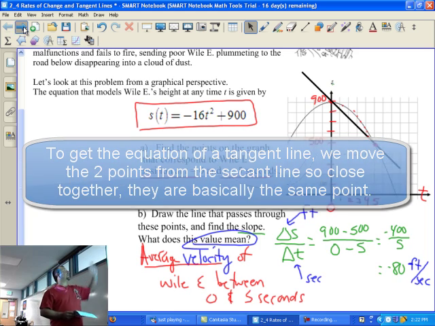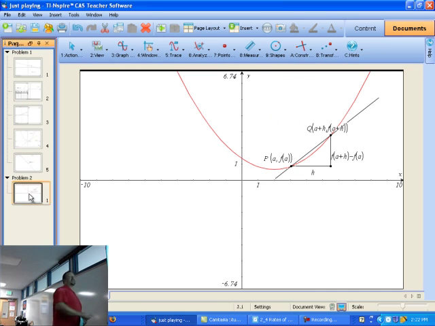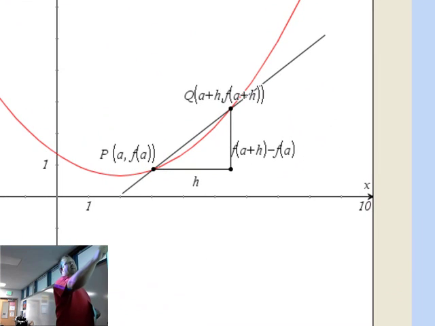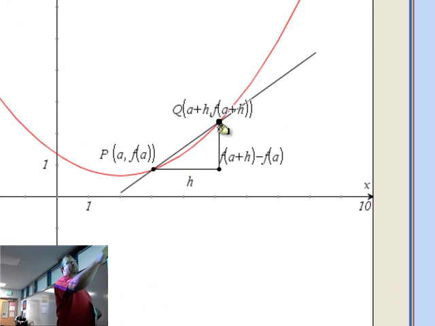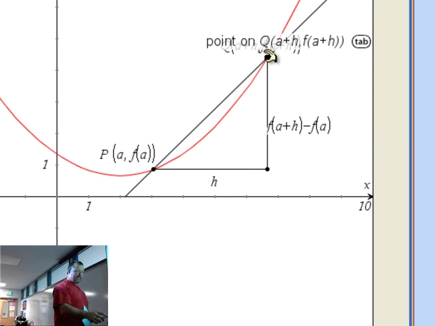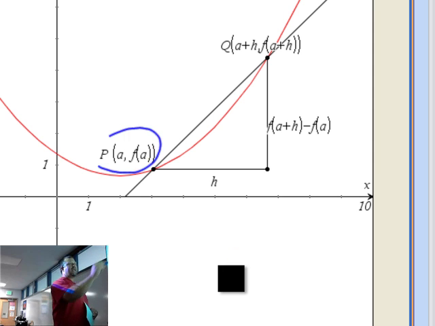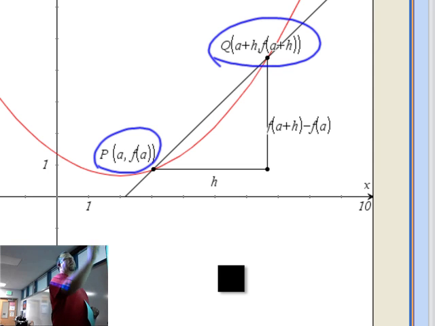So, how does this work? Well, we can approximate the slope of a tangent line using a secant line. You've got this picture on your paper. I'm going to bring this up one more time just so you can see how this works. Again, I'm going to grab this point and I'm simply going to move it closer and closer. Now if you notice, Q is h spaces to the right of P. So I've got my point P is A, f of A. My point Q is h spaces to the right. So this would be A. This would be A plus h.